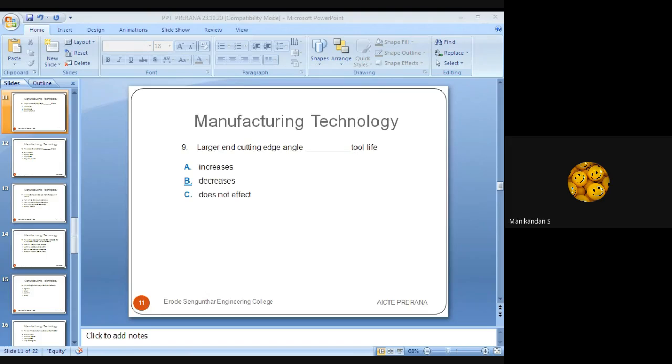Actually, if you increase the rake angle, the force developed will be less. Simultaneously, power consumption is less and tool life increases. But this is limited up to 45 degrees. With increase in rake angle, the strength of the tool reduces. Experimentally, with an increase of 1 degree in rake angle, there is an 8 to 10 percent reduction in force.